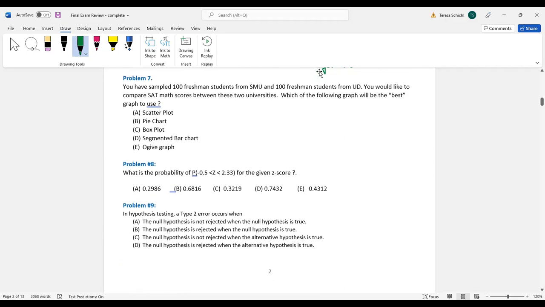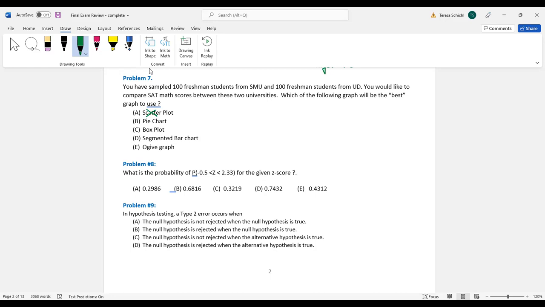Okay. Now, number 7 here. We have a sample of 100 freshman students from SMU and 100 freshman students from UD. You would like to compare the SAT math score between these two universities. Which of the following graphs will be the best graph here? All right, so let's take a look. So we definitely think the scatter plot is not going to be a good one, because with a scatter plot you want to find the correlation, to see whether there is any association or not.